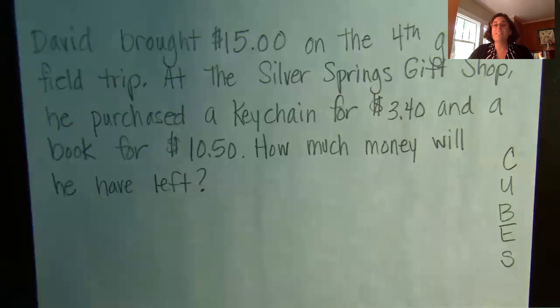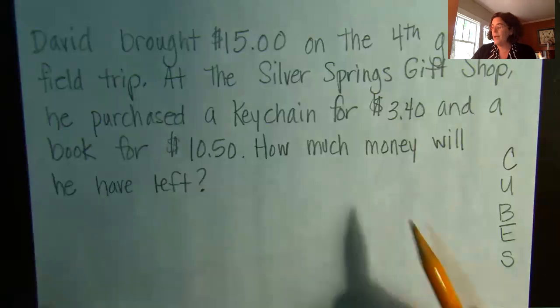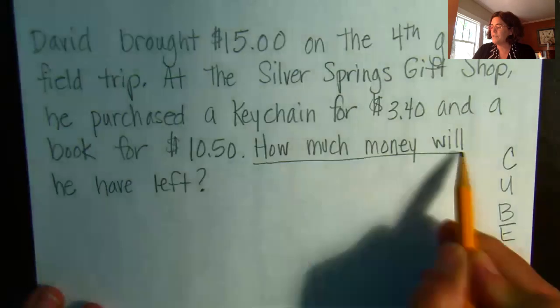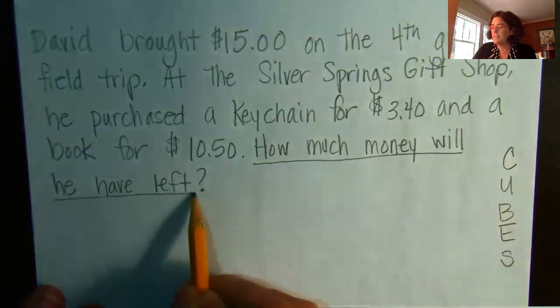All right, let's read it the second time through. This time we're going to be looking for the question. What is the problem asking us to find? David brought $15 on the 4th grade field trip. At the Silver Springs gift shop, he purchased a keychain for $3.40 and a book for $10.50. How much money will he have left? All right, go ahead and pick out the question. Good job. How much money will he have left? And I'm going to go ahead and underline that.